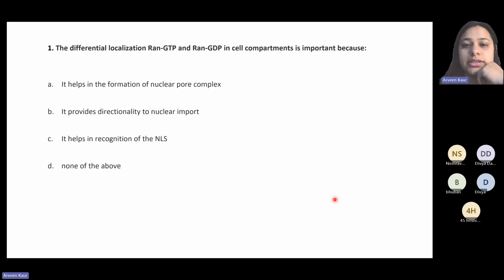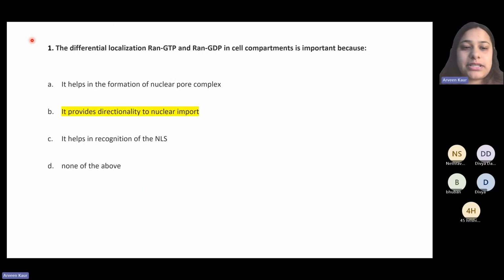So which of these do you think is the role of having two kinds of RAN, one is the RAN GDP and one is the RAN GTP? There are two different kinds of presentations of these proteins, or two different kinds of complexes of these proteins. What is its primary function? So go through the question once, and we can discuss its answer then.